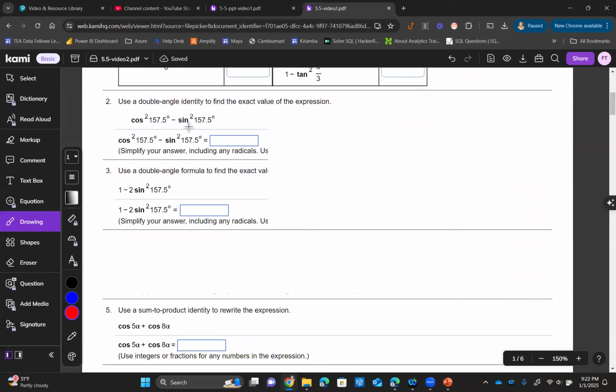Number 2 is more straightforward. If you look at this problem carefully, this looks like cosine squared A minus sine squared A, which is an equivalent expression for cosine of 2A. So according to this problem, A is 157.5. So 2A will be the double of this, and that's, I believe, 315 degrees. So this whole thing is going to actually be cosine of 315.